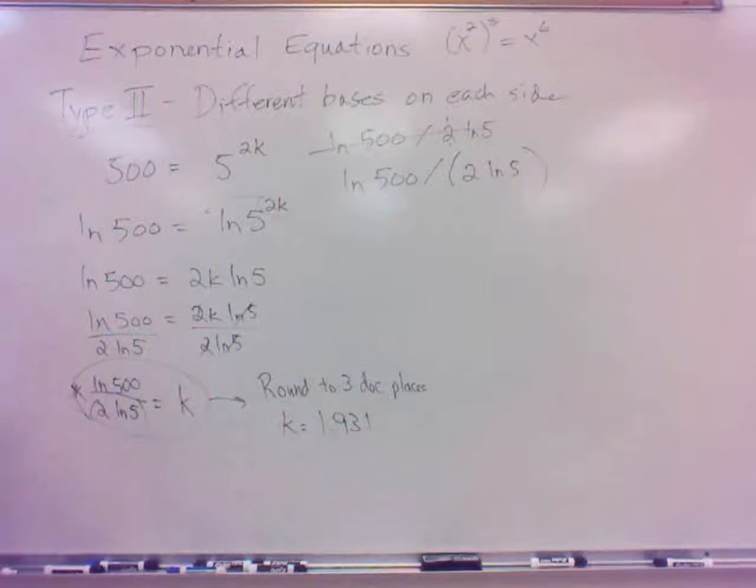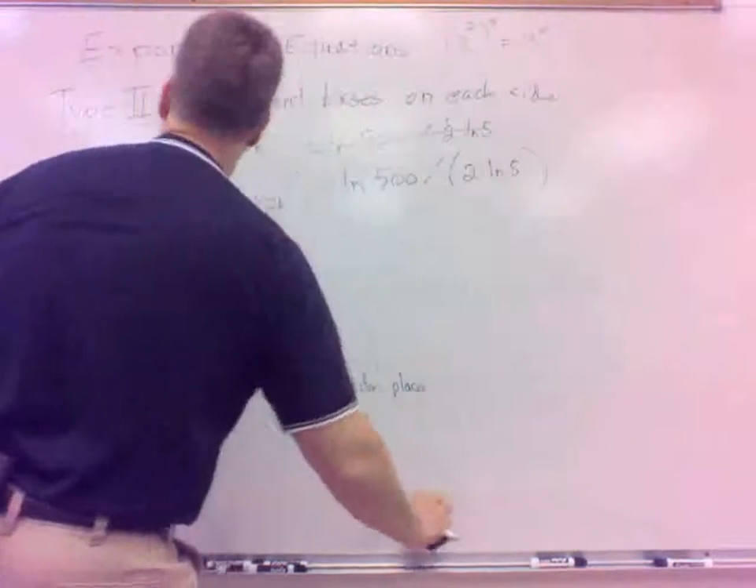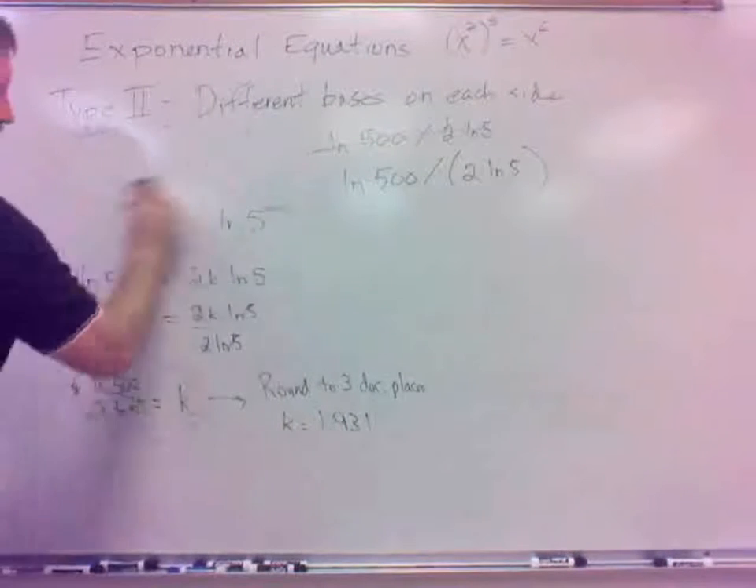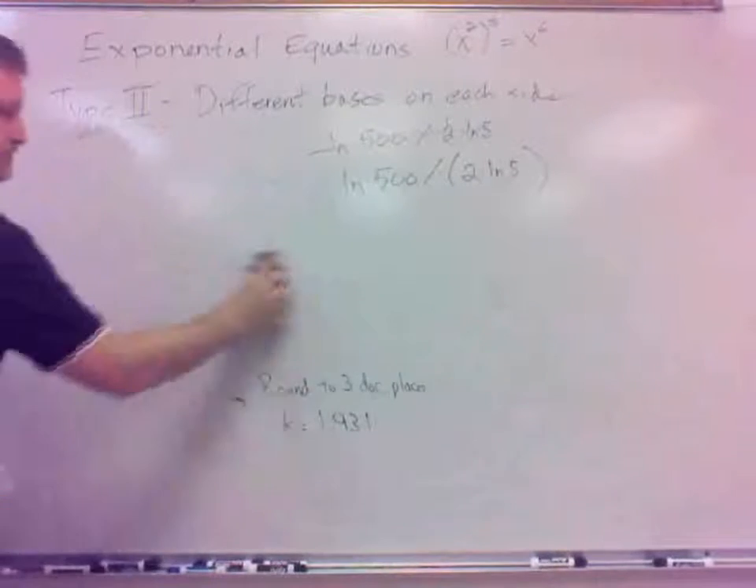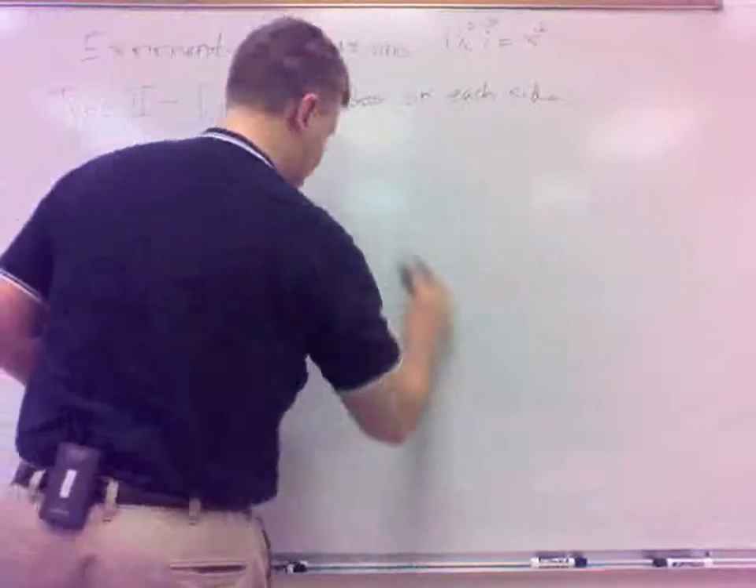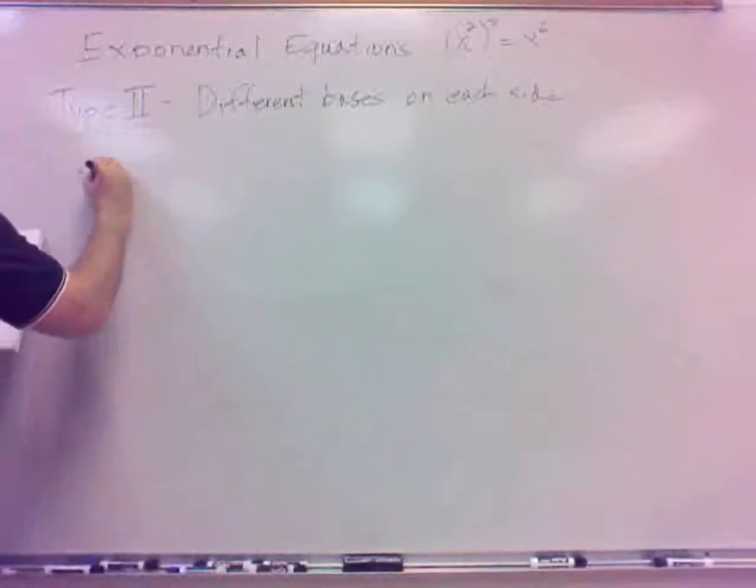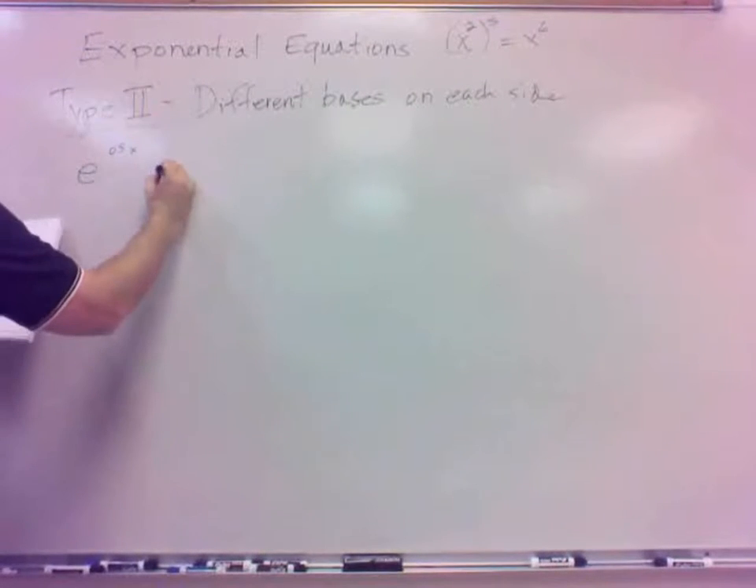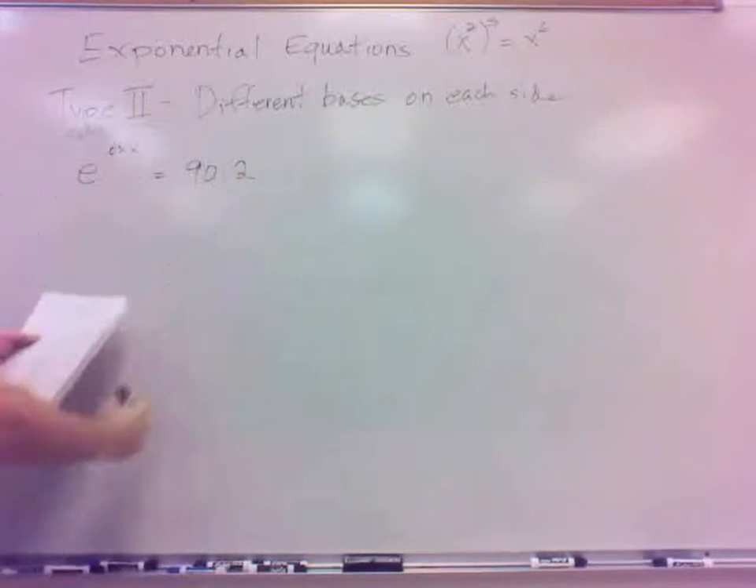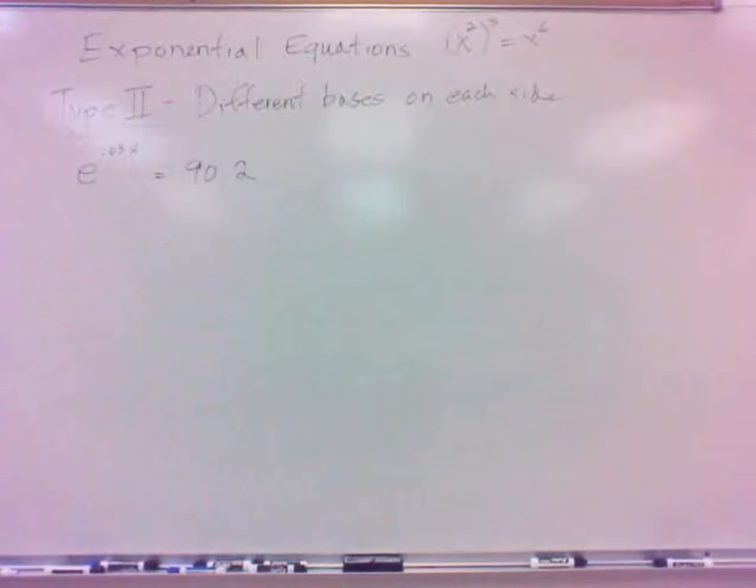All right, now, take a look at this one. e to the 0.05x equals 90.2. Now, that's one of these exponential equations. As a matter of fact, if you're talking about applications, you might encounter it. What do I do to solve such a thing?